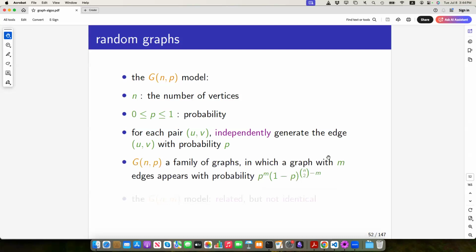So if you look at any specific graph with m edges, doesn't matter which one, the probability it gets assigned is p to the power of m times (1 minus p) to the power of n choose 2 minus m. Can someone explain this expression to me? Just to make sure you understand this simple thing.